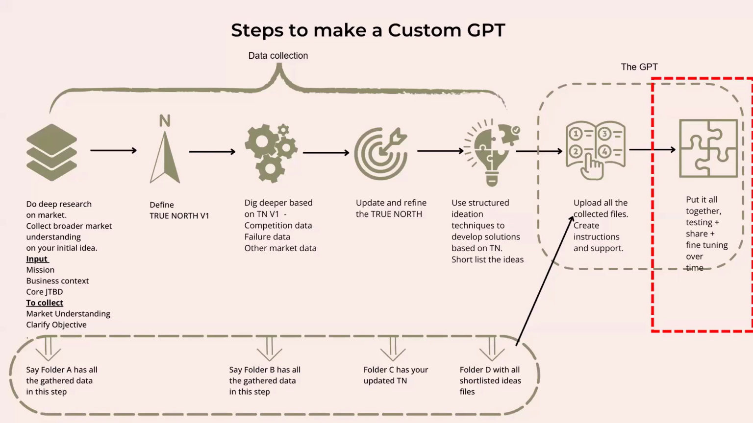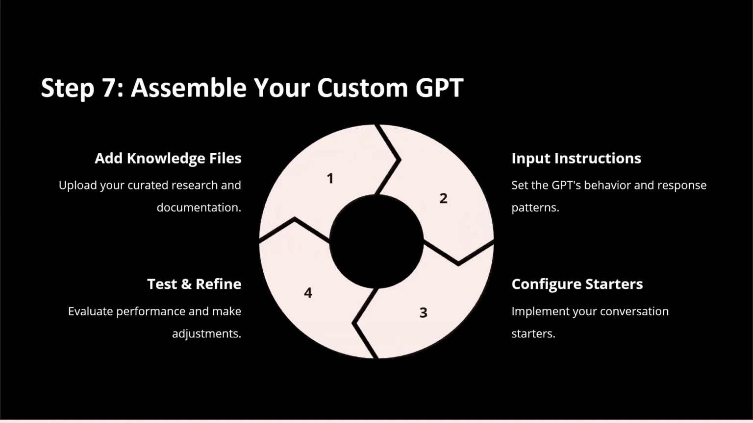Now, the last stage: you want to put it all together. Basically what you need to do is fill in the blanks, and do a little bit of fine tuning. So what do you need to do? You add your knowledge files and upload them to your GPT. By the way, I should have shown where you make a GPT. If you look in OpenAI, you just go make a GPT and it will give you step-by-step instructions. Upload your knowledge files, upload your instructions, put in your conversation starters, test and refine.